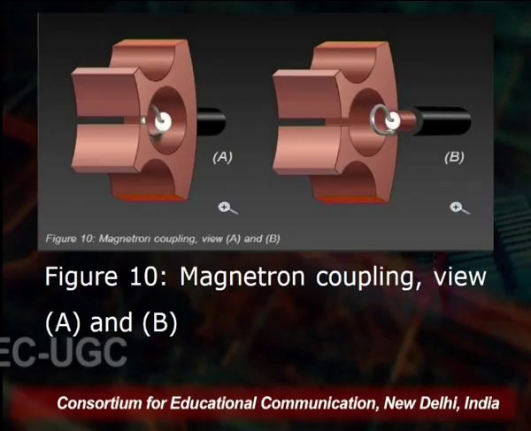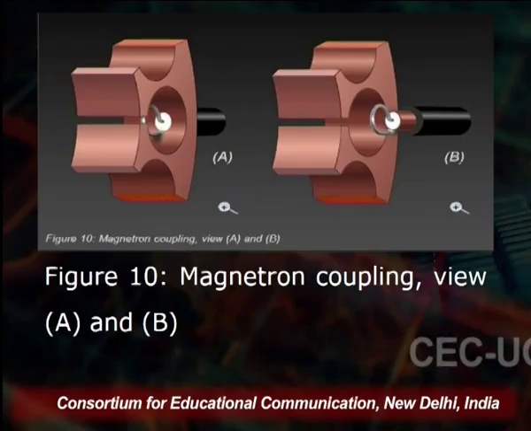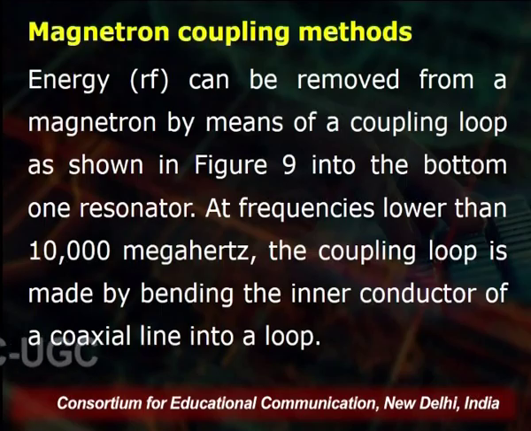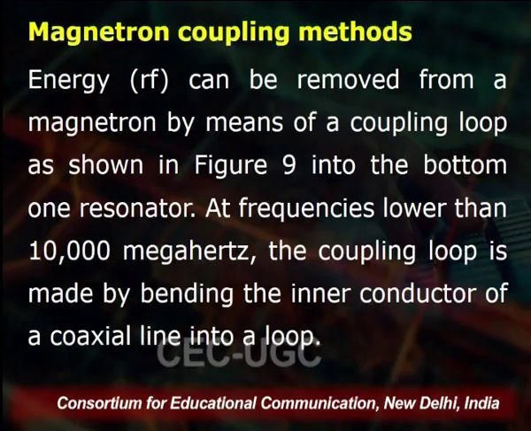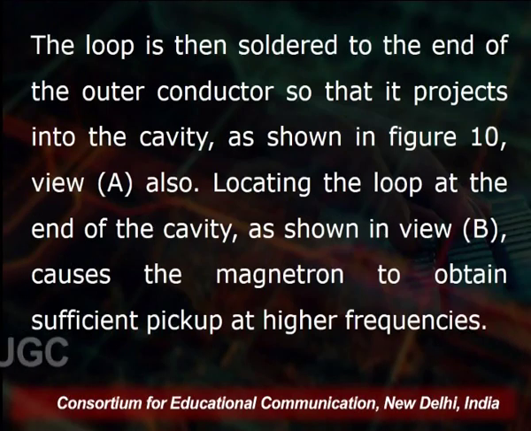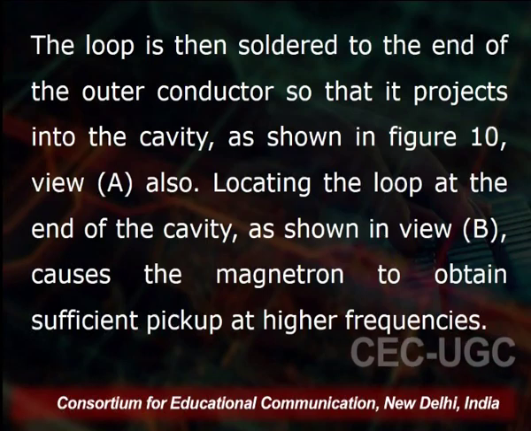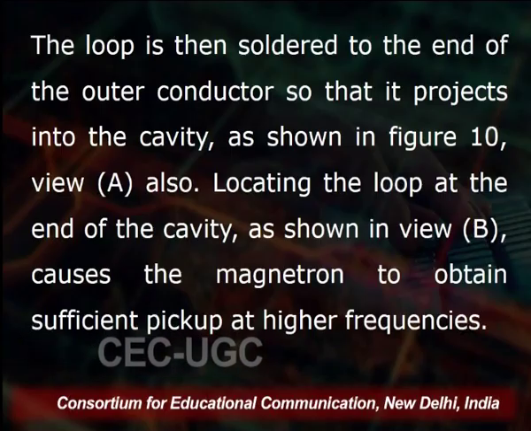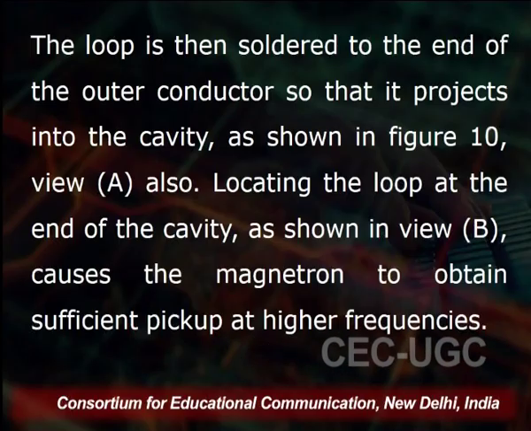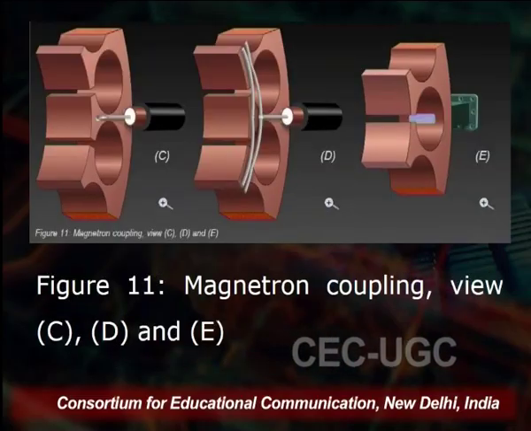You can see the magnetron coupling here, where two magnetrons are coupled together. At frequencies lower than 10,000 megahertz, the coupling loop is made by bending the inner conductor of a coaxial line into a loop. Similarly, this loop is soldered to the end of the outer conductor so that it projects into the cavity. Locating the loop at the end of the cavity gives the magnetron sufficient pickup at a higher frequency. You can see that it is connected at the outer edge. So this is A and this is B, and the magnetron coupling takes place.